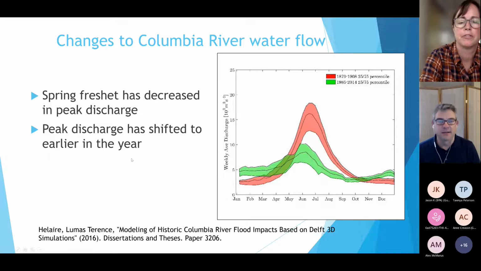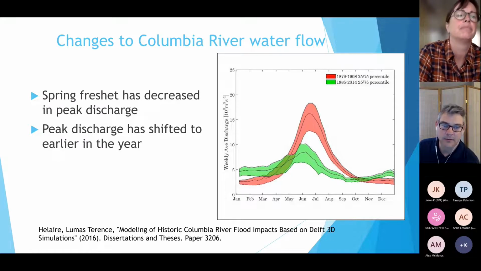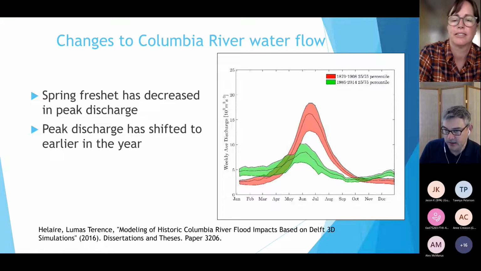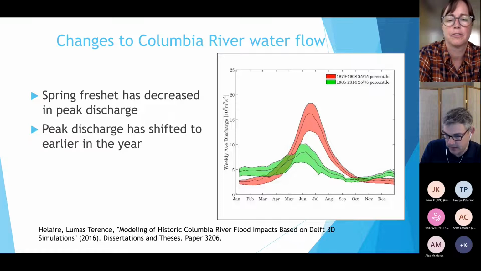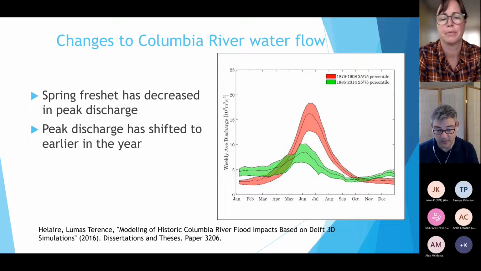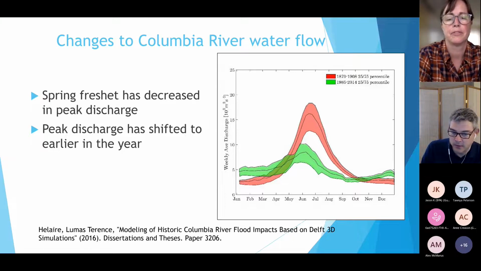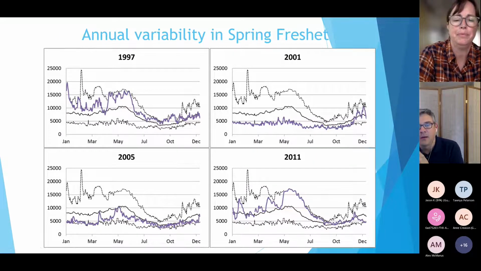What all of that has done is changed the nature of the flow in the Columbia, as most people here know. The spring freshet has decreased in its peak discharge, and therefore we have less chance of flooding now, and we wouldn't see a recurrence of that Vanport flooding very likely because of the dams. Also the peak discharge has shifted to earlier in the year, and that's a bit of a climate change story, I would believe. This is from a thesis published a few years ago on modeling historic Columbia River flood impacts. So I wanted to explore our data set with that in mind.